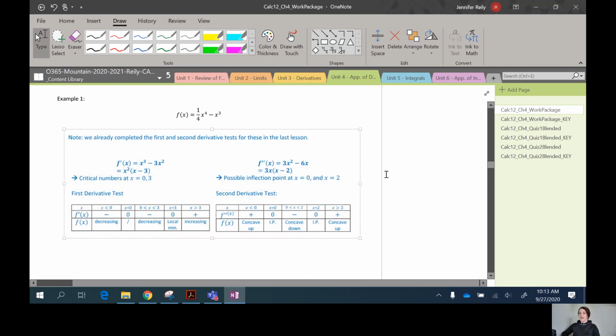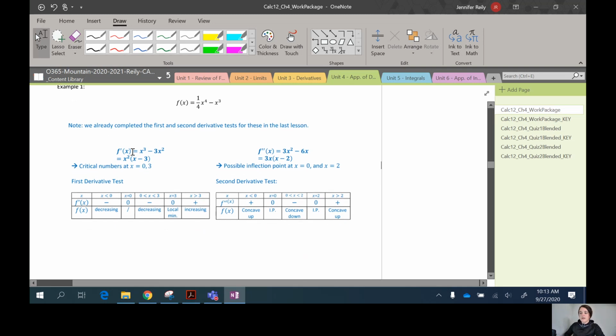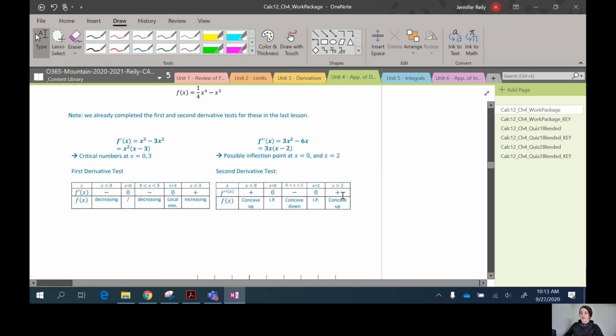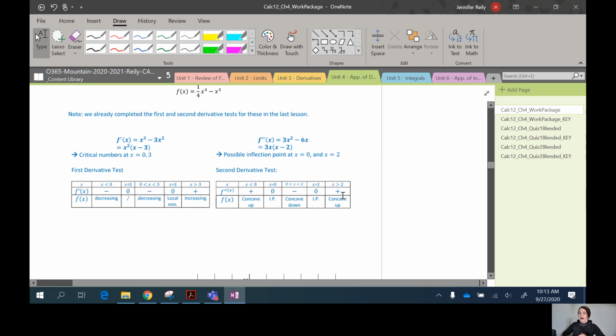Note that we already completed the first and second derivative tests in the last lesson. We did the first derivative, found our critical numbers, then did the first derivative test, and then we did the second derivative, found our critical numbers, and did the second derivative test. So how can we turn this into an actual graph?